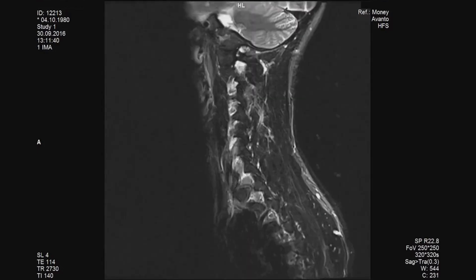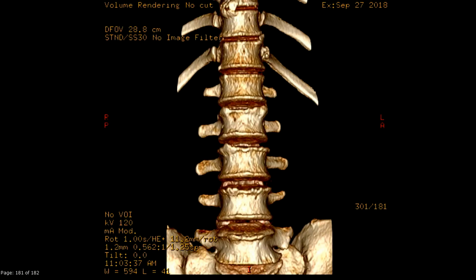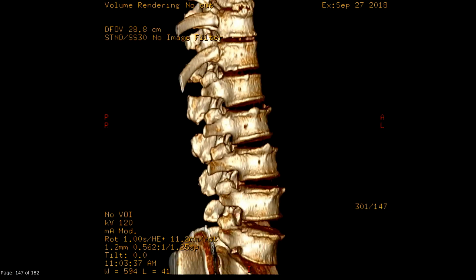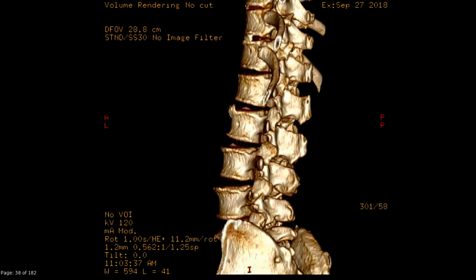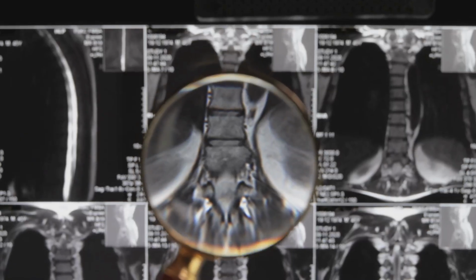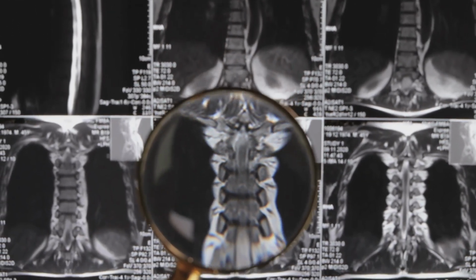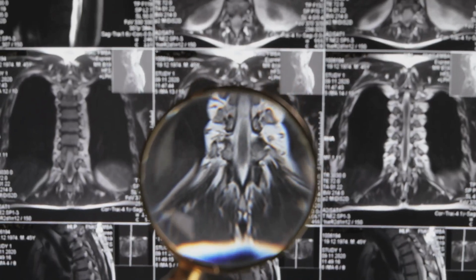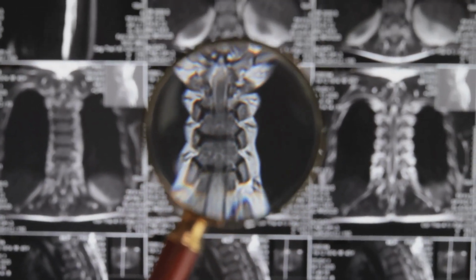According to Apley's System of Orthopedics and Fractures, 9th edition, the pathophysiology of these syndromes involves significant nerve compression, leading to motor and sensory deficits. This compression can result from various etiologies, including herniated discs, tumors, and trauma. Understanding the underlying mechanisms is crucial for timely diagnosis and intervention.